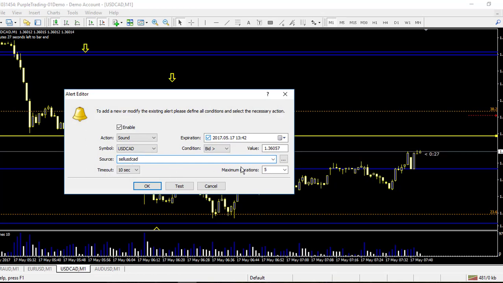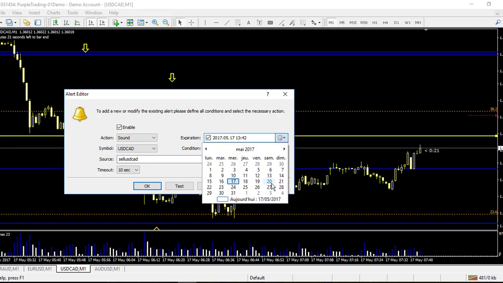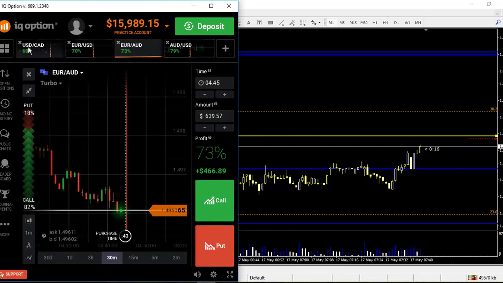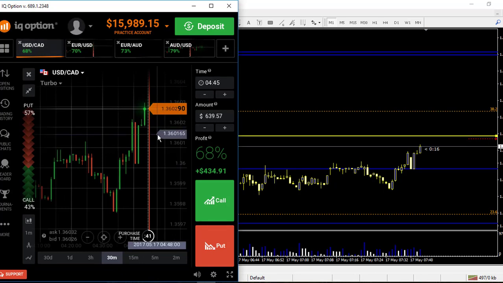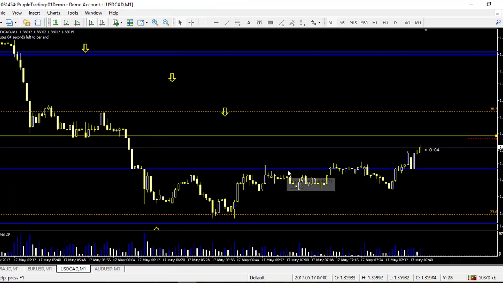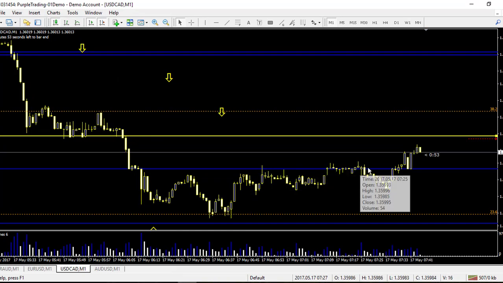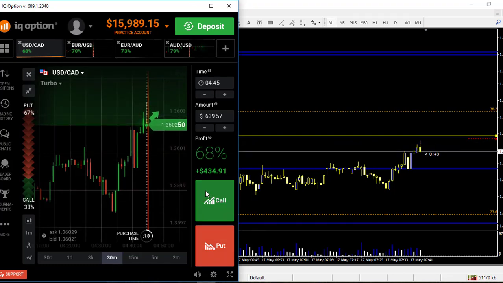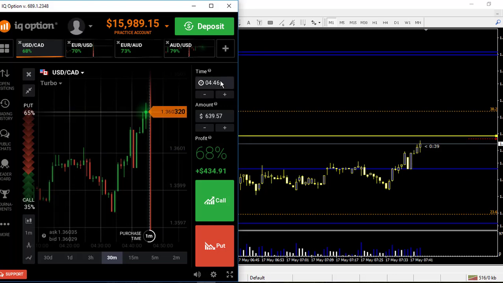USD CAD. Okay, so USD CAD is near. The payout is not extraordinary, that's why I also counsel you to go on demo. 1 touch, 2 touch, 3, 4, 5. Oh good. Go up again. Spike up and reverse. Very tricky to take. Expiration will be 4:46.